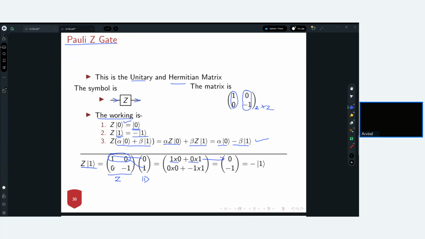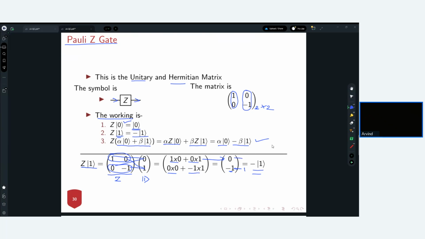Now let us apply the second row, 0 minus 1, and do the multiplication. 0 times 0, and minus 1 times 1, which will become minus 1. So this is the vector representation of minus ket 1, because the minus 1 is present at the 1 position. So this is the working of the Pauli Z gate.